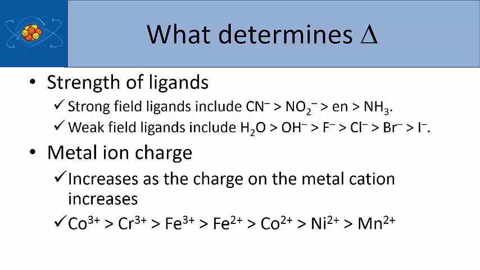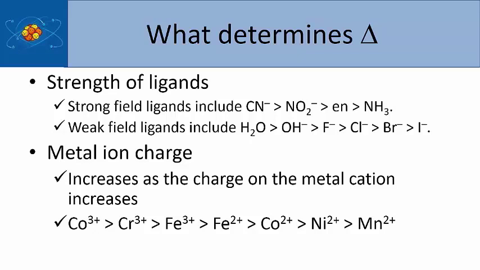Metal ion charge also increases the ligand interaction. So if you have cobalt 3 plus versus manganese 2 plus, the 3 plus ions tend to have stronger interactions with the ligands. That is, the positive charge causes the ligands to move in more closely. And as a result, you get more splitting between the higher and lower levels of the d orbitals.